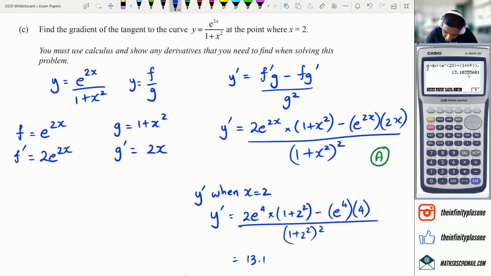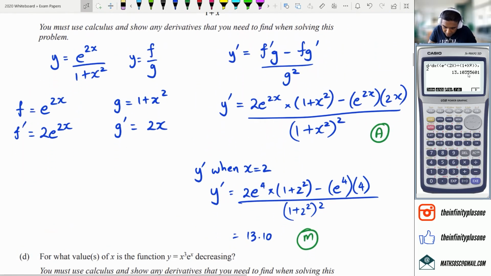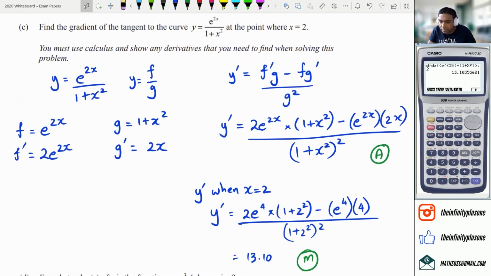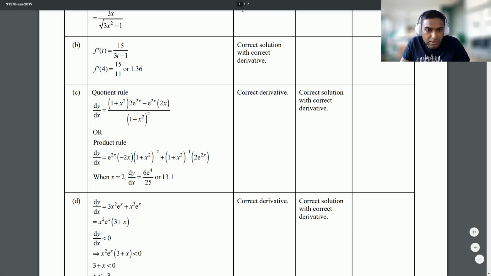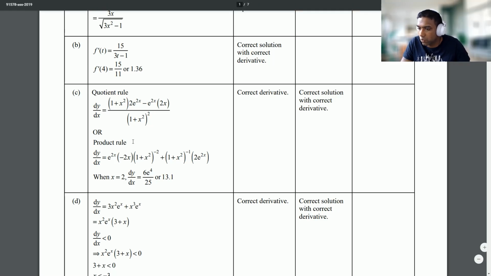So this answer here gets you guys a merit grade. Really, you want to make sure that you guys are careful when you're doing these types of questions, and it's always a good idea to use the calculator to check your answers. Going to the answers itself, I forgot to show you guys that. So if we have a look here, correct derivative is achieved, and then for a merit, what we have is that final answer, which is 13.10.